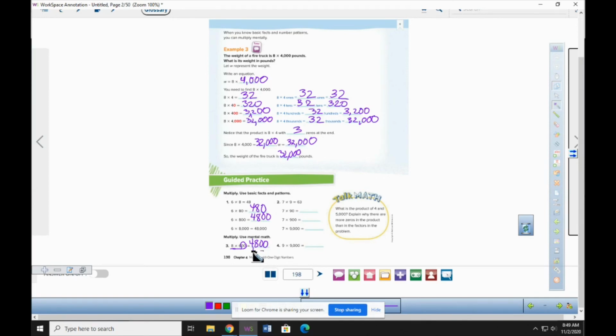4,800. If you feel like you need more practice, go on to the next page in your math book. Otherwise, go to your homework and show me what you know.